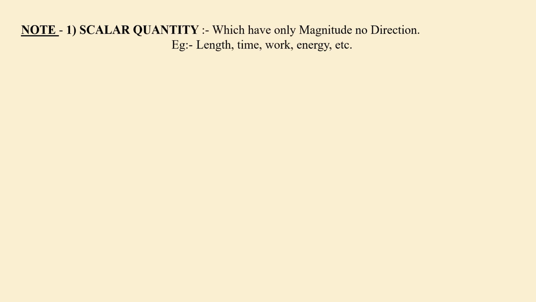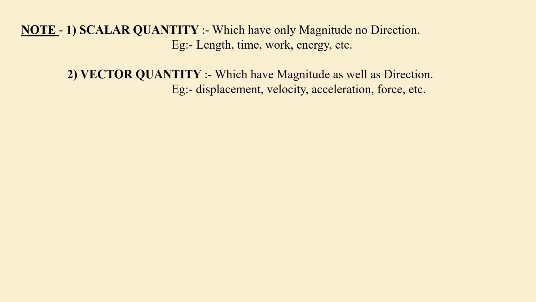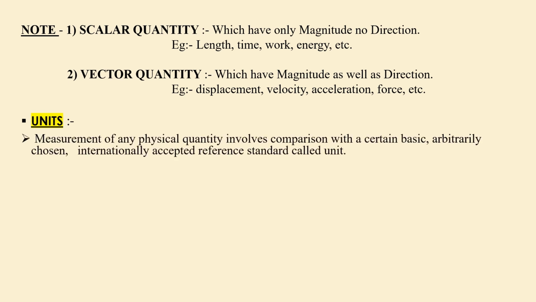Note: 1. Scalar quantity means which have only magnitude, no direction. For examples: length, time, work, energy, etc. 2. Vector quantity means which have magnitude as well as direction. For examples: displacement, velocity, acceleration, force, etc.